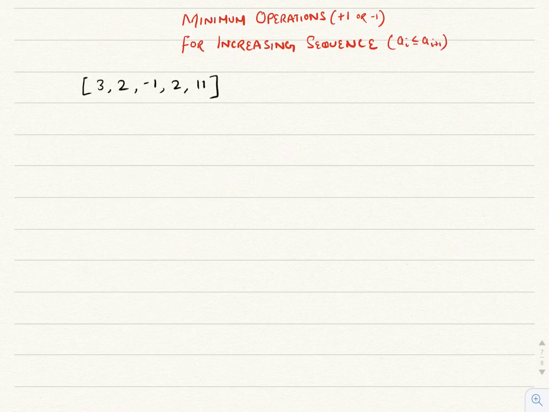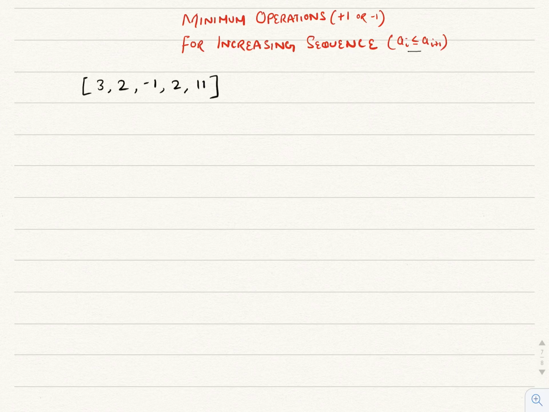Hi everyone, so the given problem is we have to find the minimum number of operations, and the operations are either plus 1 or minus 1, so that the given sequence will be an increasing sequence. So the definition for the increasing sequence is the previous element can be less than or equal to the next element. So let's see how to approach this problem.